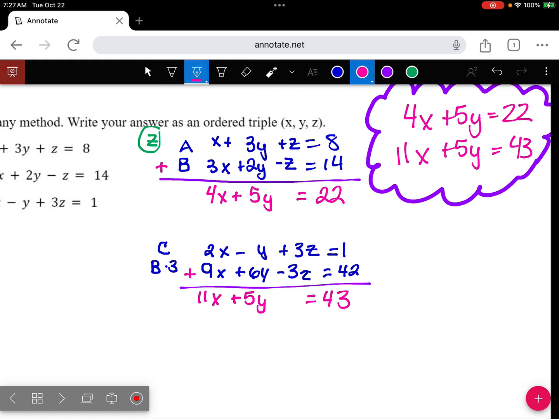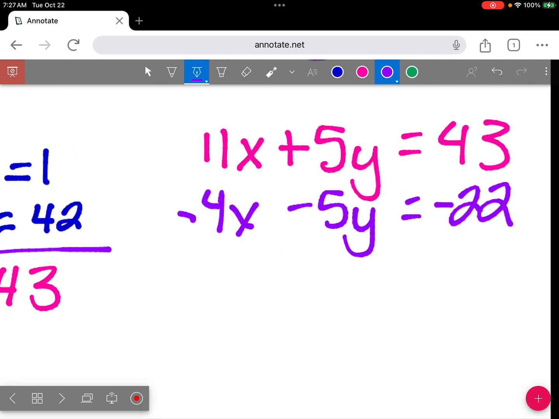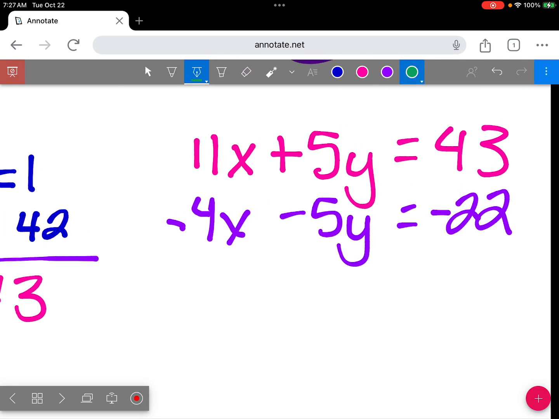So I'm going to keep the second equation exactly as it is. I'm just going to put it down here: my 11x plus 5y equals 43. And I'm going to multiply that top equation by -1. So we're going to have -4x, -5y, and -22. So now we're going to come in here and add these together.